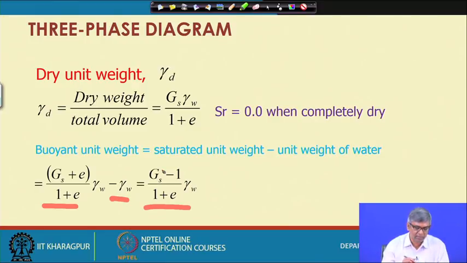This is another weight-volume relationship one has to remember. The buoyant unit weight is sometimes written as gamma dash, and sometimes a different symbol is used, but the expression is (Gs minus 1) by (1 plus e) into gamma W. If I know the specific gravity and void ratio, I can find the buoyant unit weight, or if the buoyant unit weight is known, I can find the void ratio whenever necessary from this expression.